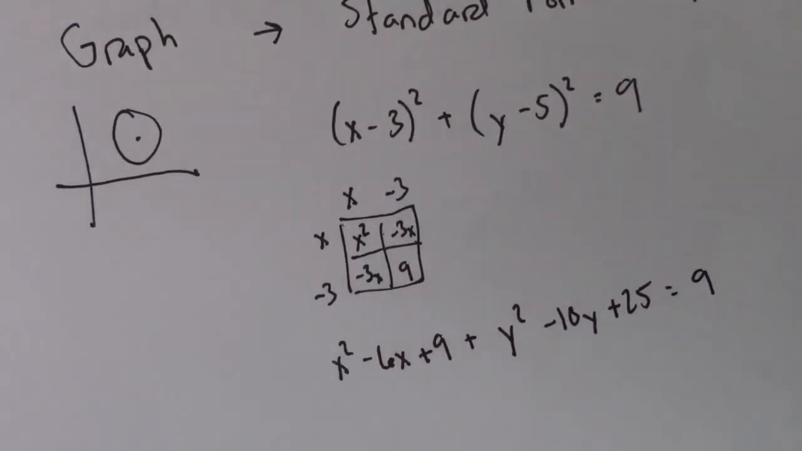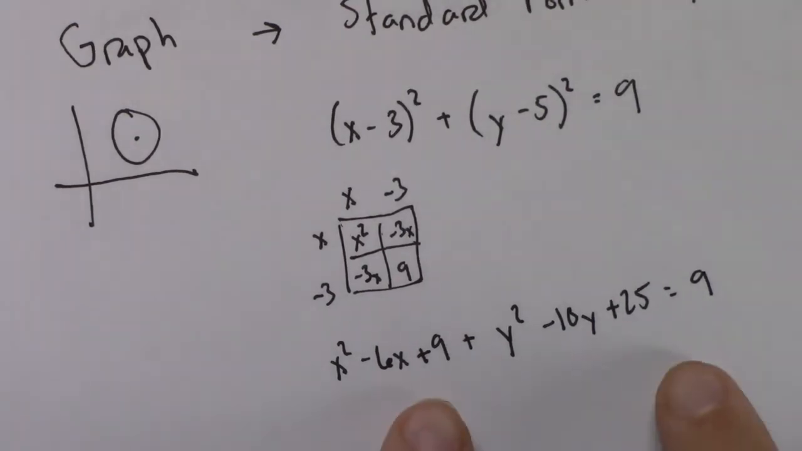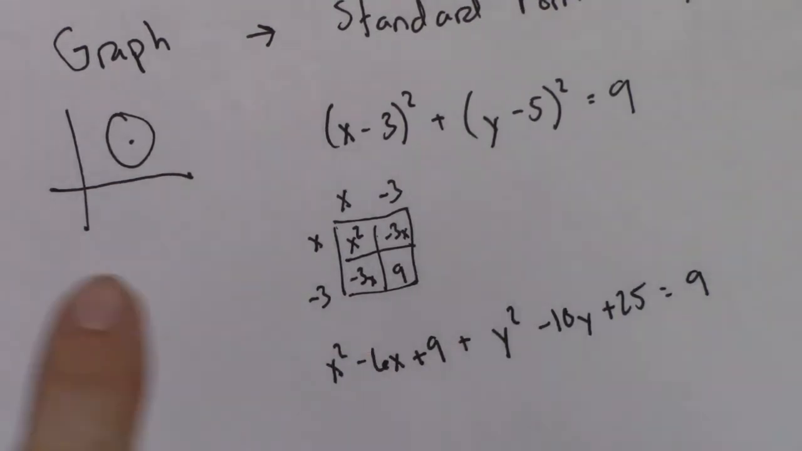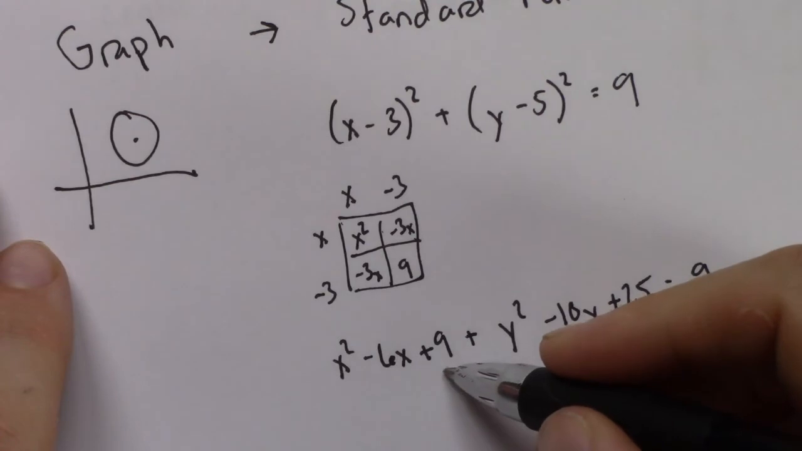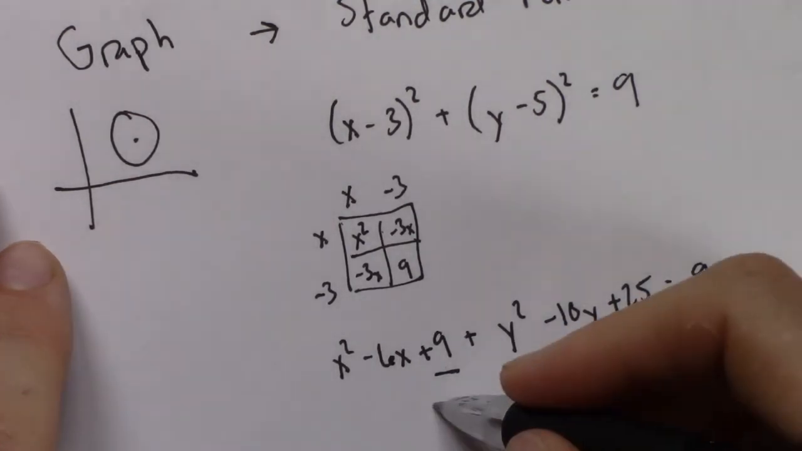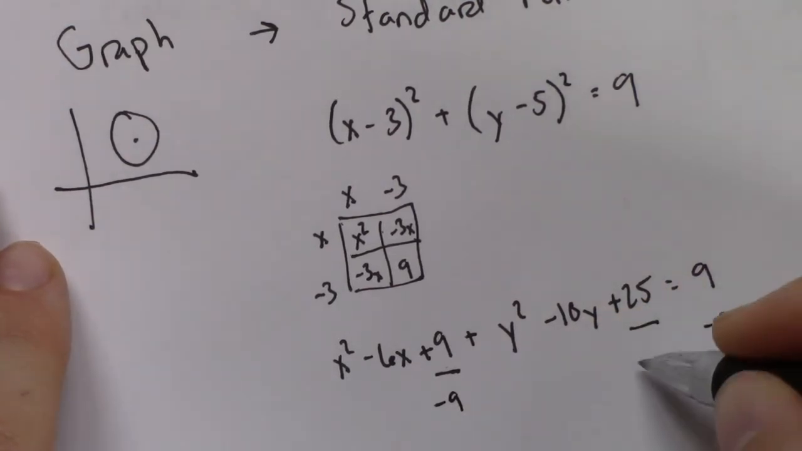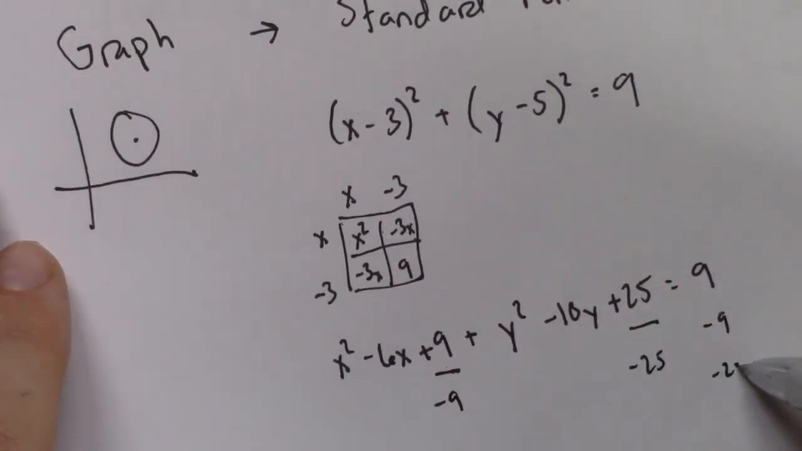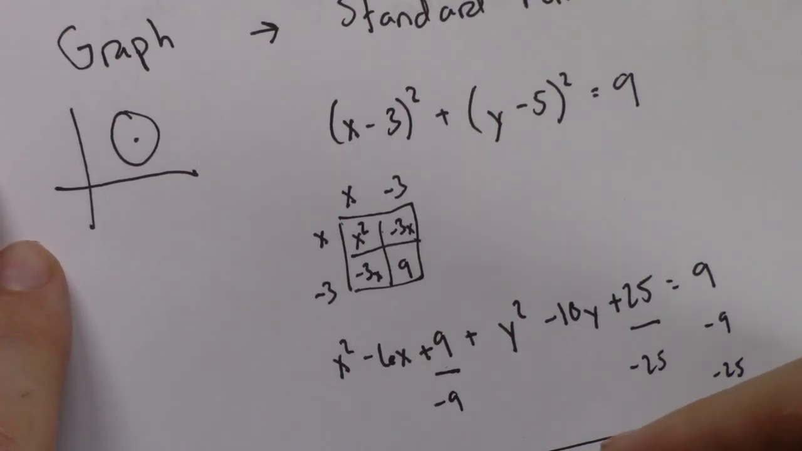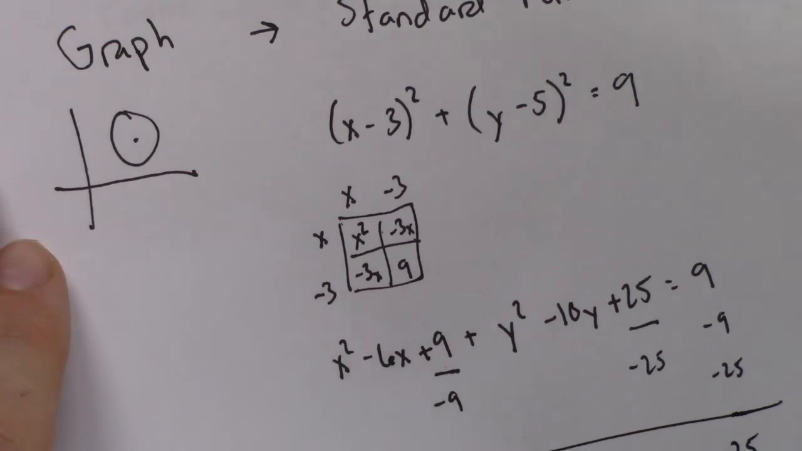Now the key is we have to clean this up. In essence, what you're going to be looking to do is combine the 3 numbers that don't have any variables on them. So I'm going to look at my 9 and my 25, and I'm going to subtract the 9, I'm going to subtract the 25, and I end up with x squared minus 6x plus y squared minus 10y is equal to negative 25.